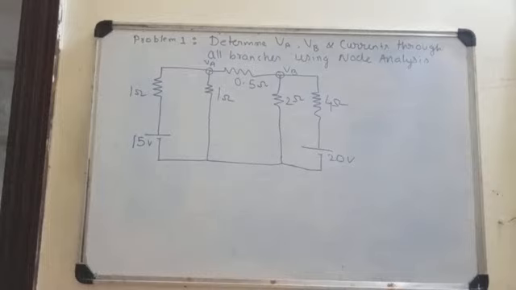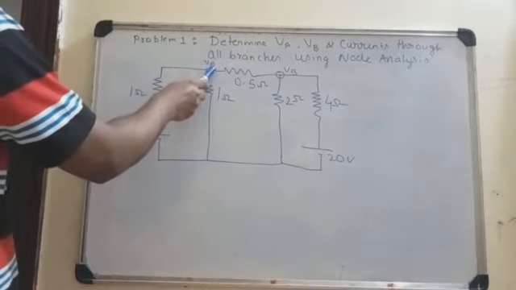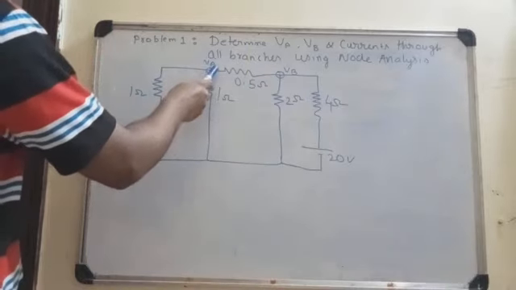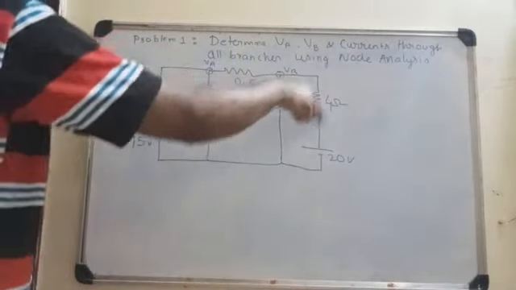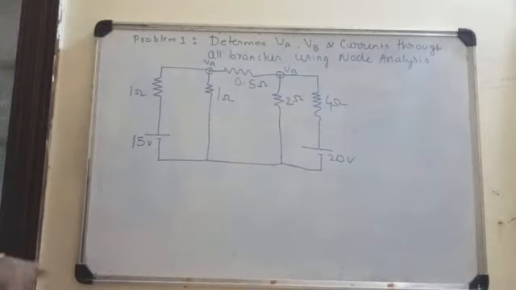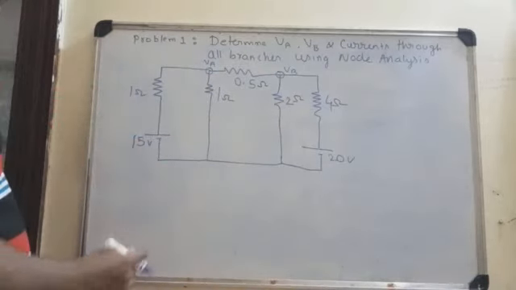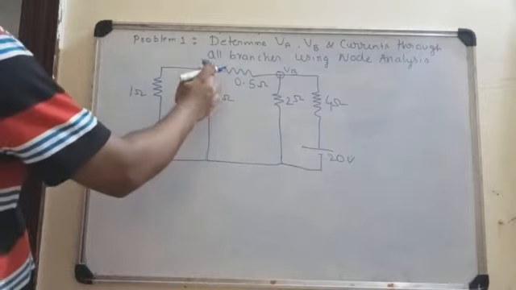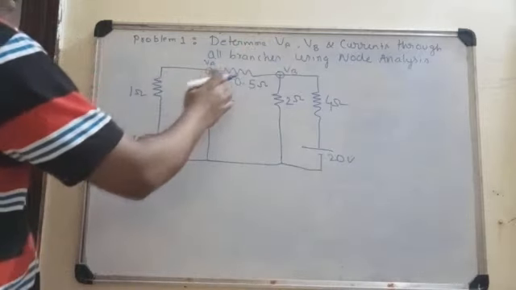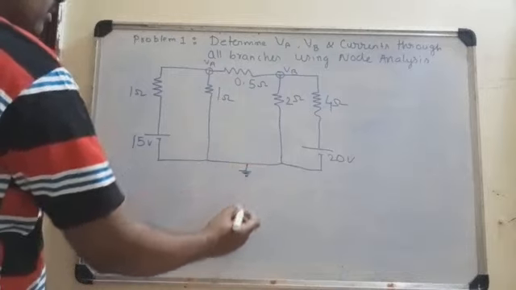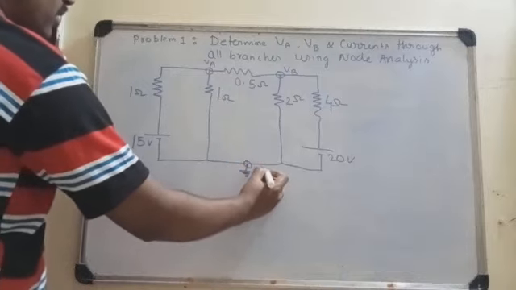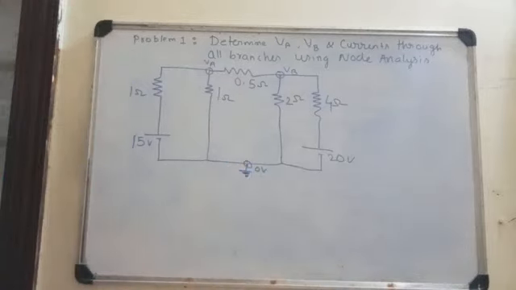Welcome guys. Today we'll see a problem on node analysis. Determine the node voltages VA and VB and the currents through all the branches using node analysis. To solve this problem, we have already identified VA and VB as given nodes. There will be one more node, which is ground, 0 volt.